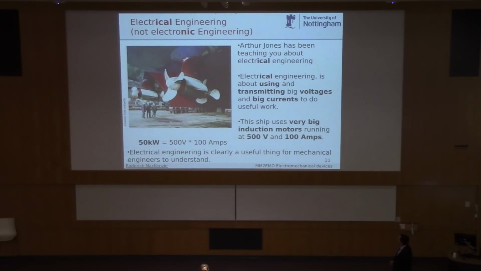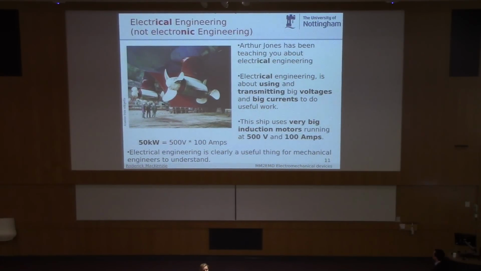So Arthur's been teaching about electrical engineering. There's two words, there's electrical and there's electronic engineering. Arthur's been teaching about electrical engineering. And there's a ship motor. So this is actually an electric motor, a huge electric motor that's used to run a ship. And that's electrical engineering. This thing is allegedly a 50 kilowatt motor. And you can imagine it running on something like 500 volts, 100 amps. And that's certainly enough to kill you very easily.